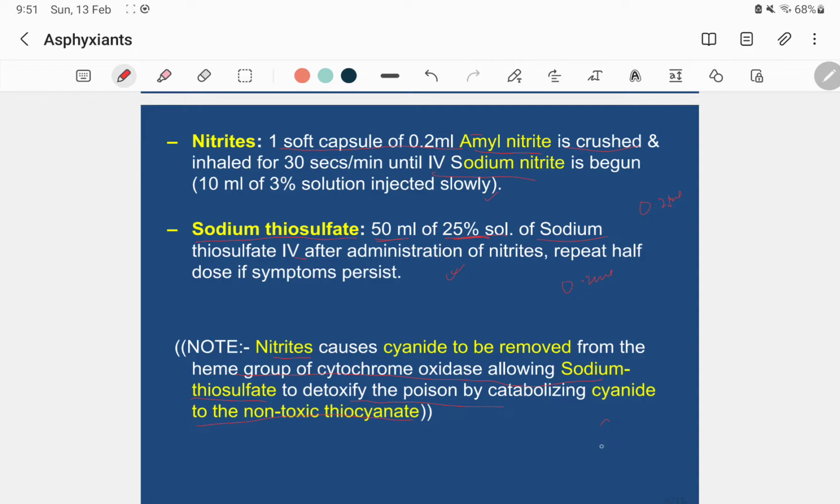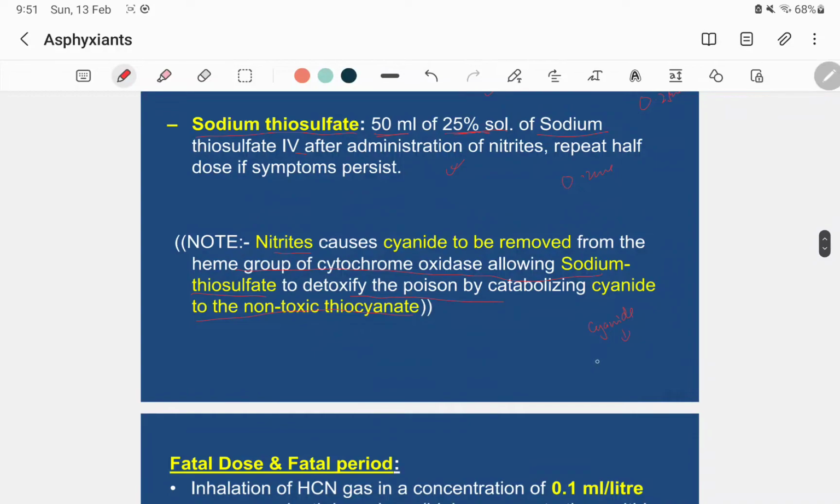How does it cause asphyxia? The cyanide will go and attach to the heme group of cytochrome oxidase. So cyanide goes and attaches itself to the heme group. Cytochrome oxidase has a heme group, and the cyanide will go and attach to here.